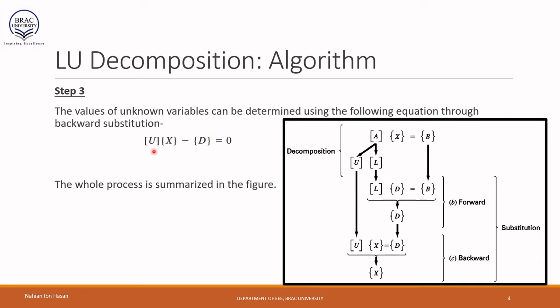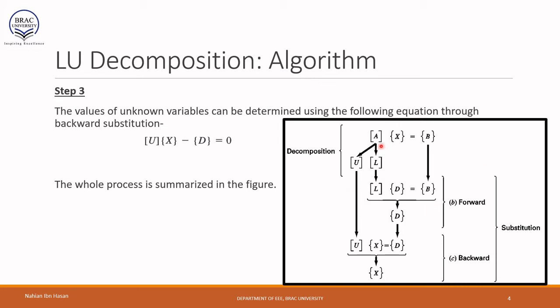So from this formula we know the U matrix, we know the D matrix, only we have to calculate the X matrix. Okay, so this is a backward substitution method. In the last case where we used L times D equal to B, that was a forward substitution method, but this one, in step 3, is a backward substitution method. So all of these steps are summarized in this figure.